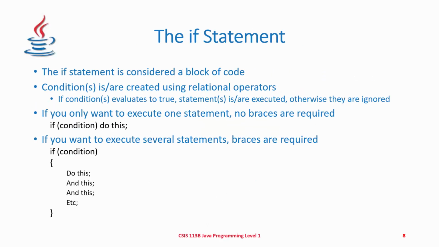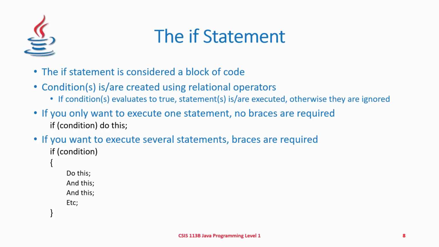So the first decision statement that we take a look at is the if statement. The if statement uses conditions, and conditions are created using relational operators. And then if the condition evaluates to true, then the statements for the true block are executed. Otherwise, they're ignored completely. If you only want to execute one statement, no braces are required. So here's an example. If, and then some sort of Boolean expression there, do this. That would be the statement.